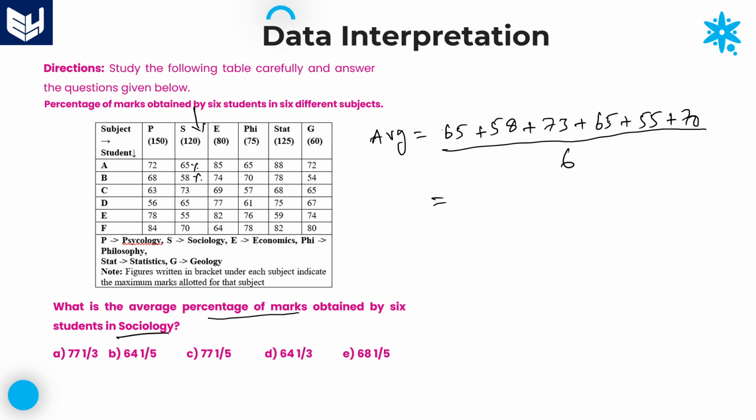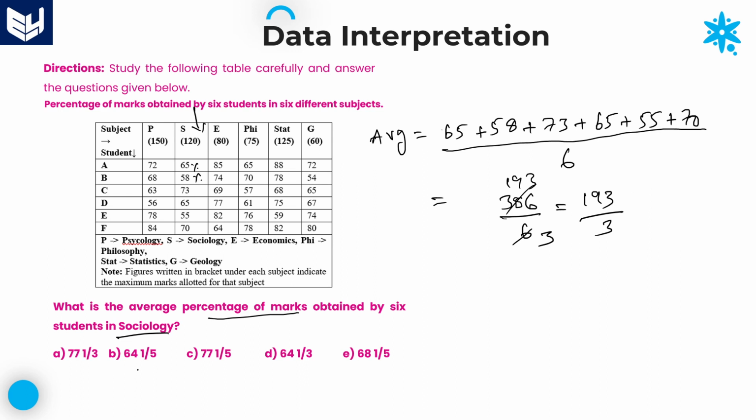Units place: 5 plus 5, 10, 13, 21, 26. 2 is carry. Here it is 8, 13, 20, 26, 26, 31, 31 plus 7, 38. 386 divided by 6, which is nothing but 193 divided by 3. You can cancel with the 2 table. 193 divided by 3 is not exactly divisible by 3.